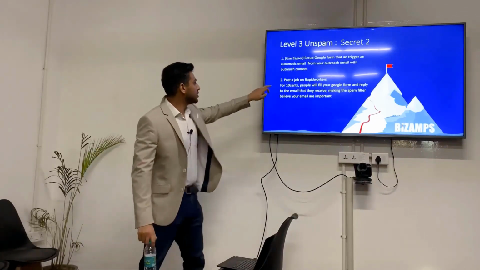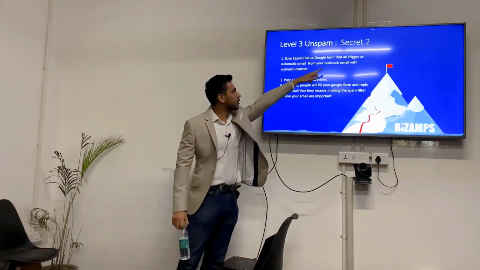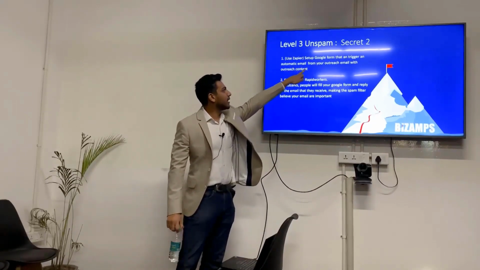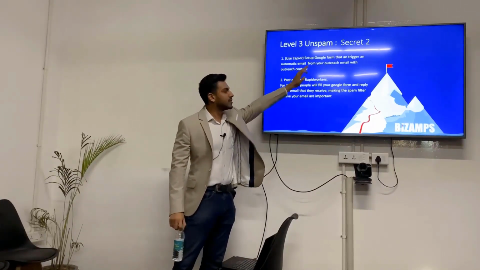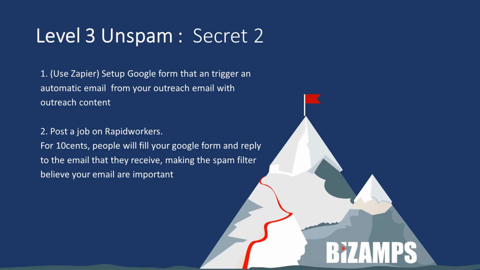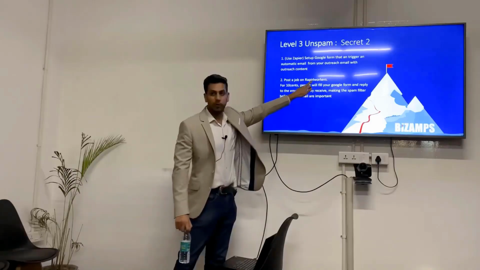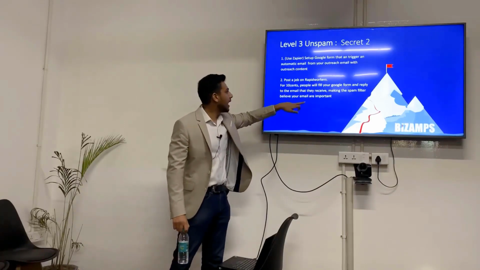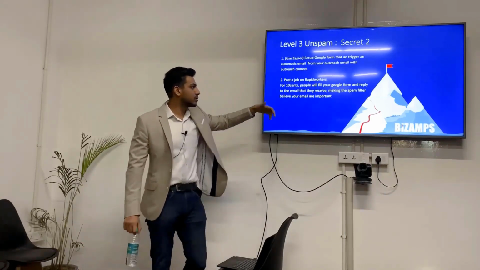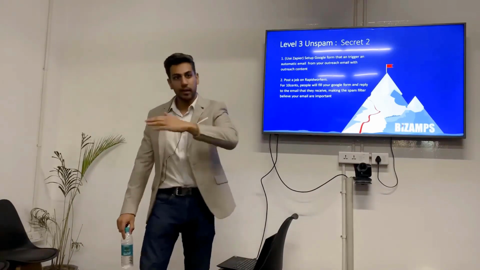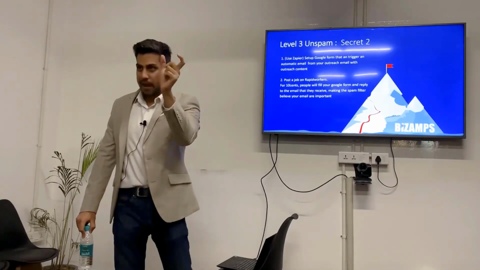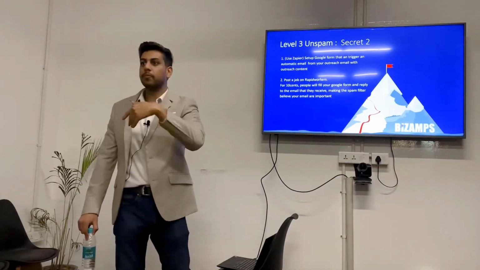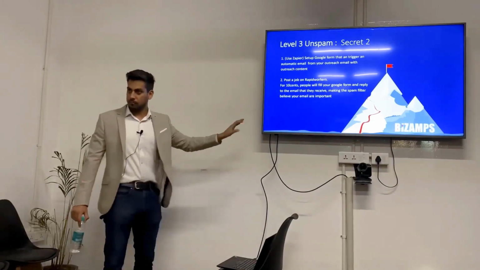So there's an automation tool called Zapier. You set up a Google form, you trigger an automatic email that sends the email to that person. You take the link of the Google form and you go on a website called Rapid Workers. Set up a campaign for 10 cents, right? And you say, fill up the form, get an email, report not spam if our email comes into your spam, and reply to us. Boom.